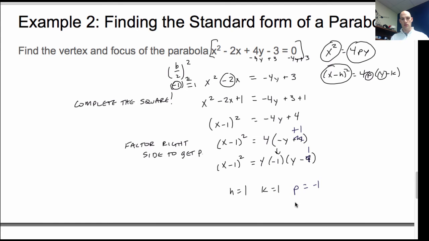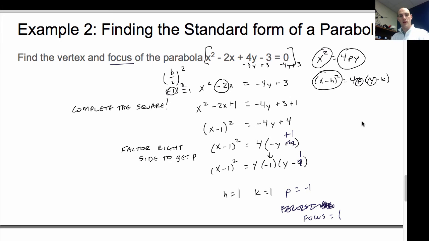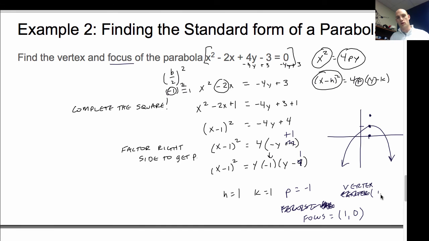Okay, so the focus is equal to a point. And the easiest way to do this would be to just do a quick graph of this. So if my h and my k are 1 and 1, I'm going to go to 1 and 1. And if my p is negative 1, then that means my graph opens downward like this, and my directrix would be up here. And so my focus is going to be at 1, 0. And I found that by taking the p, the distance, it goes down 1 from where my vertex is. So my focus is going to be 1, 0, and my vertex is 1, 1. Okay, that's how we do that.